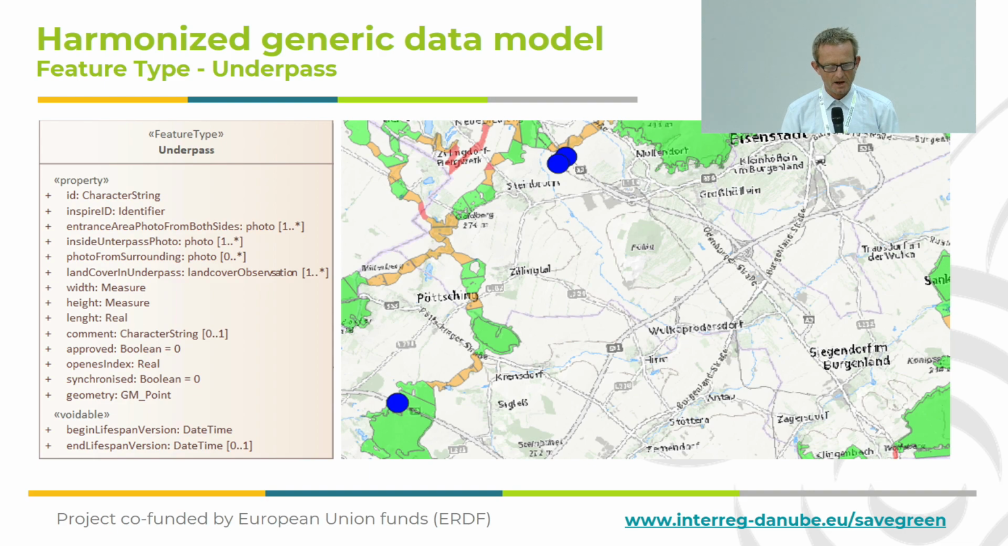For the underpass, we have nearly the same feature properties. We have the photo documentation, the land cover, and the width, length, and height. We have a comment, and we have the openness index for the feature type underpass.